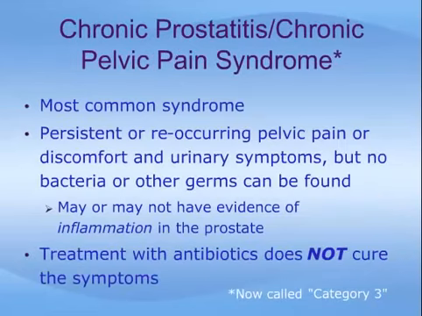Chronic prostatitis, also called chronic pelvic pain syndrome, is now part of Category 3 and is the most common syndrome. It is unfortunately the most troublesome to diagnose and treat. This is a condition of persistent or reoccurring urinary symptoms and pain, where no bacteria or other germs can be found in the prostate. Patients with this condition may or may not have any evidence of inflammation in the prostate at all. In other words, the process is not always localized to the prostate itself. Because of this, treatment with antibiotics does not necessarily cure the symptoms.